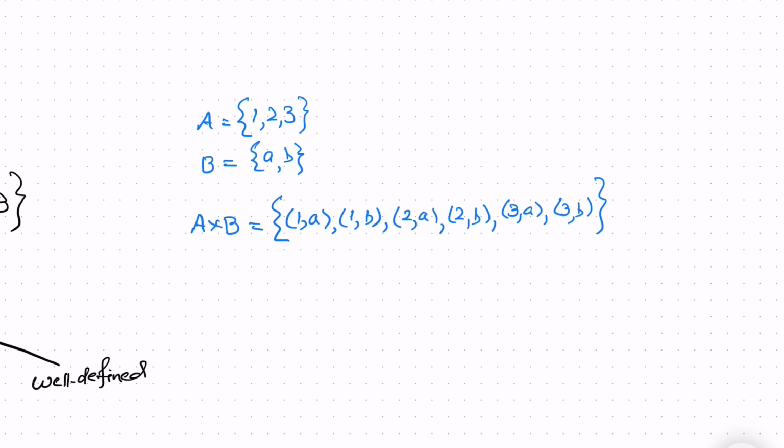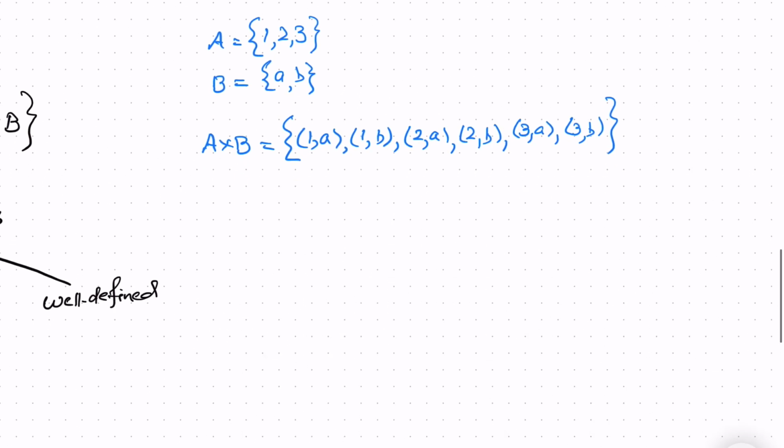This is called the Cartesian product of two sets. And you can imagine that since each element in this set is an ordered pair, when you switch the order, things are not the same. So 1a and a1, they are not the same. So if you say B cross A, that's going to be different. That's not going to be the same. Okay, so this is the Cartesian product.